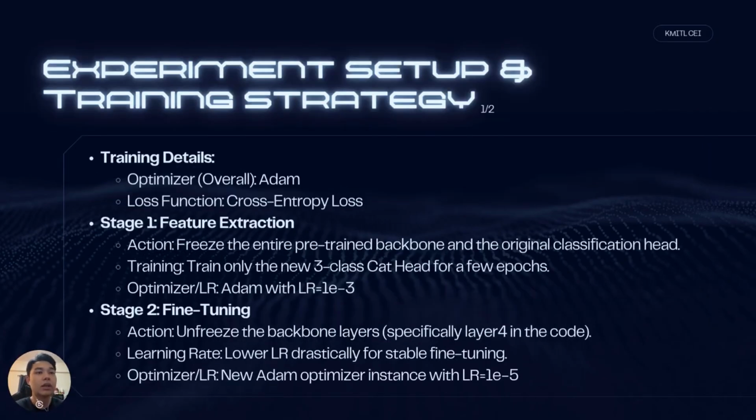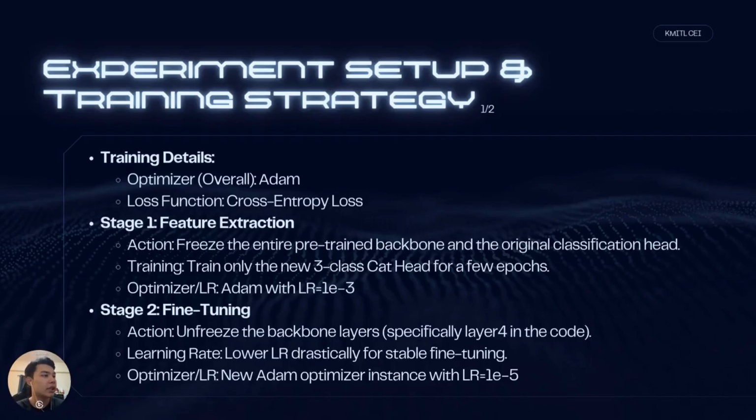Now, moving on, we'll be talking about the experiment setup and training strategy. Here we go through the training details. In the first training stage, called feature extraction, we froze the entire pre-trained backbone and the original classification head. We only train the new cat head using the Adam optimizer with a learning rate of 1e-3. This step allows the new layer to adapt quickly to our cat data without disturbing the general ImageNet features.